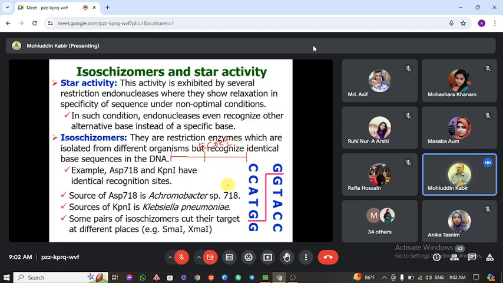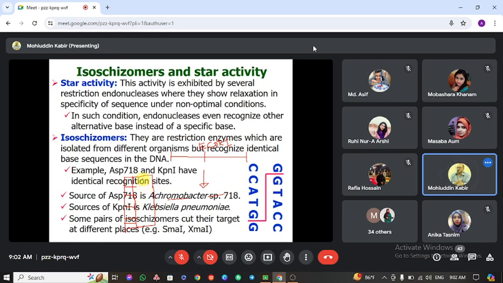EcoR1 site is present. Now, after digestion with this enzyme, we will have only two bands on the agarose gel. So we run the gel. This is the marker. And depending on the size, we'll be getting only 2 bands.